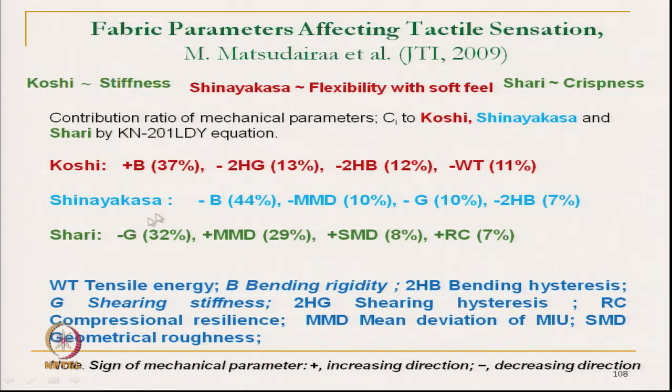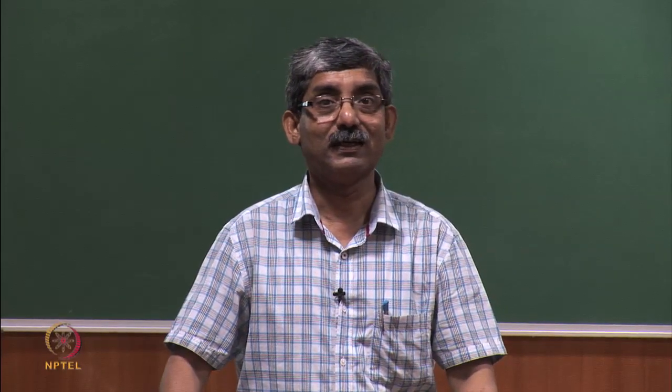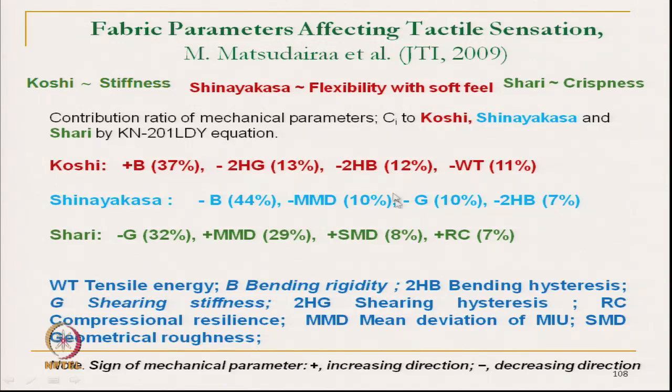Shinayakasa is flexibility with soft feeling. What does it mean? MMD, the mean deviation of mu: a higher mean deviation of mu will give a lower value of Shinayakasa, and its contribution is 10%. G, the shear stiffness: higher stiffness will give a lower Shinayakasa.